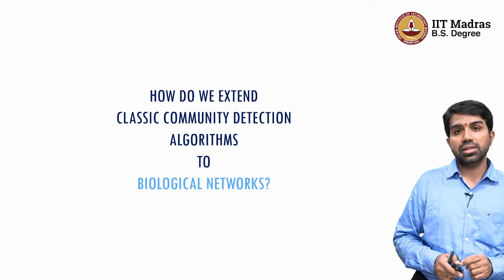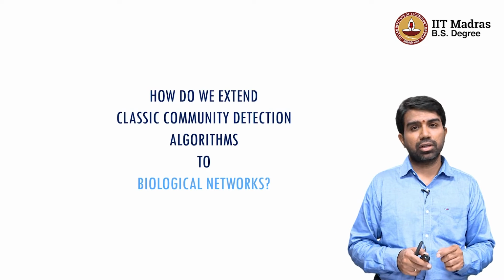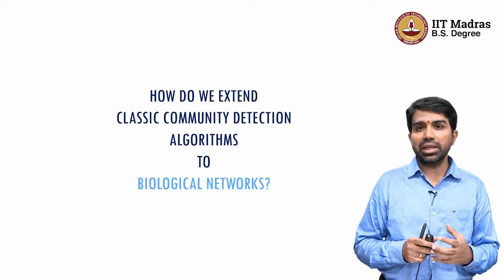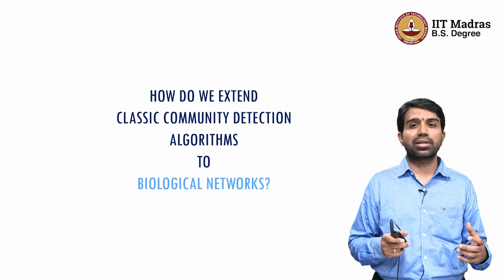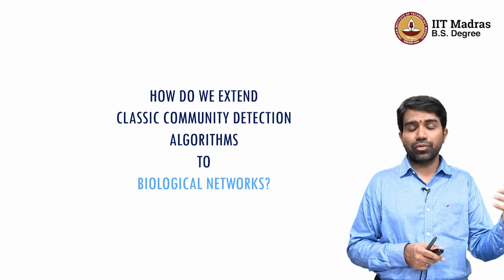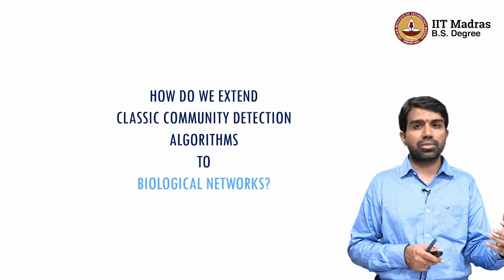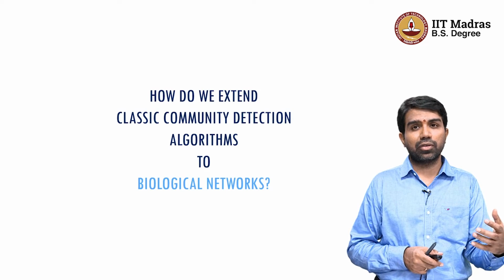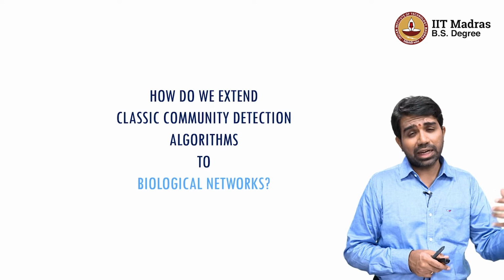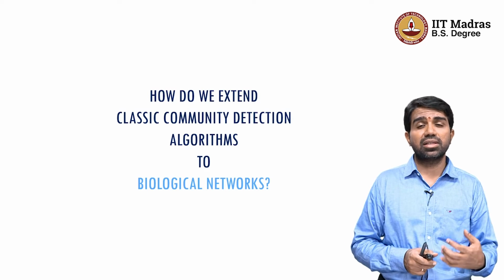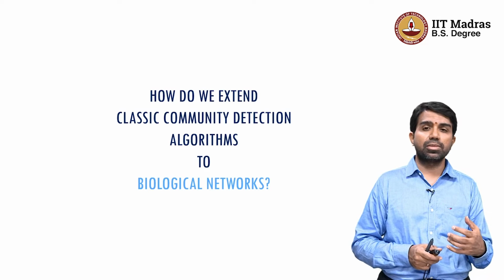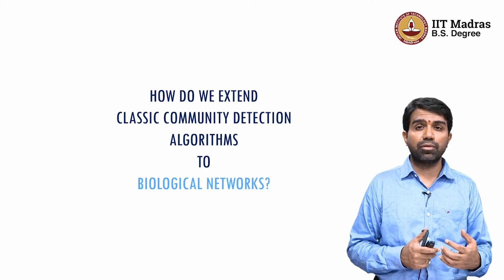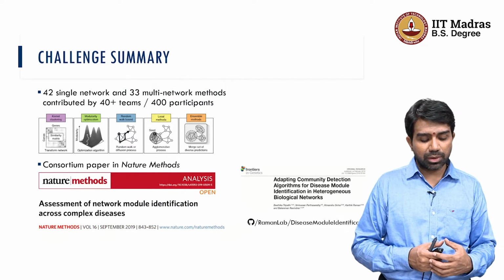The big question for us is, how do we extend classic community detection algorithms to work on biological networks? This is typically a very fundamental question in bioinformatics. You have excellent algorithms from computer science, like a local alignment kind of algorithm based on edit distance. How do you adapt it to take into account the challenges that you encounter in biology? It could be in terms of uncertainty, or in terms of various other unique biological problems that you have to deal with. The challenge summary is as follows.